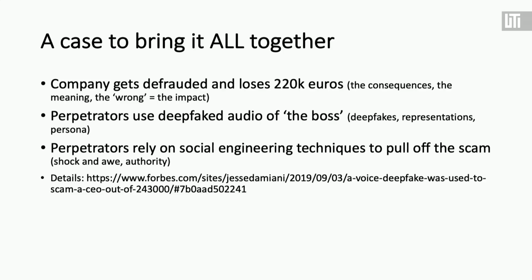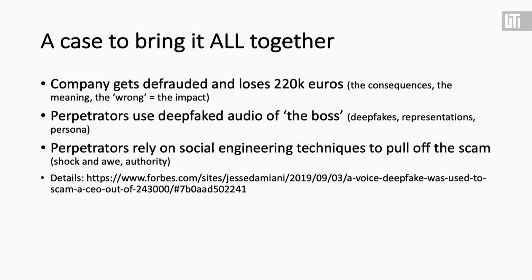Now, as a final thing for this lecture, let's use a case to bring all of what we've discussed together. Now, there was a news story. A company in the UK got defrauded and lost 220,000 euros. So these are the consequences. The meaning, of course, is what it means for the company's image or reputation, and since defrauding someone is wrong, the value judgment here is negative. So this combines into the impact that we've been discussing.